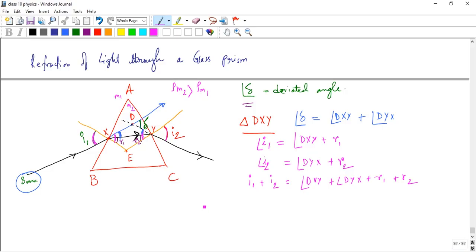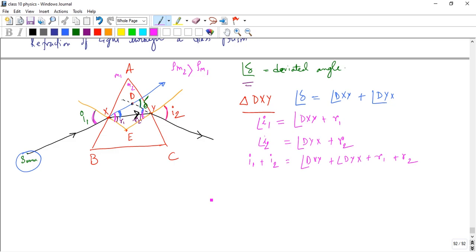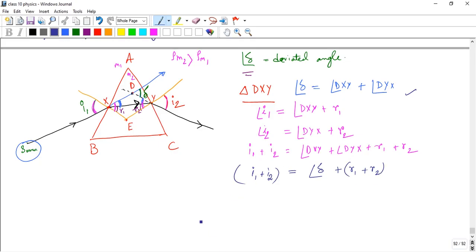And now here we see the DXY and DYX. So now replace them. So I1 plus I2 is equal to delta, from here, plus R1 plus R2.